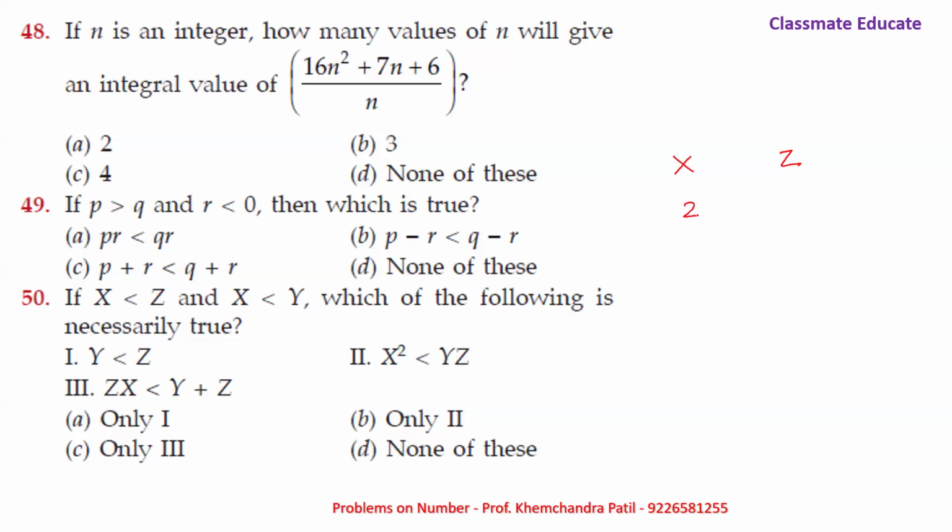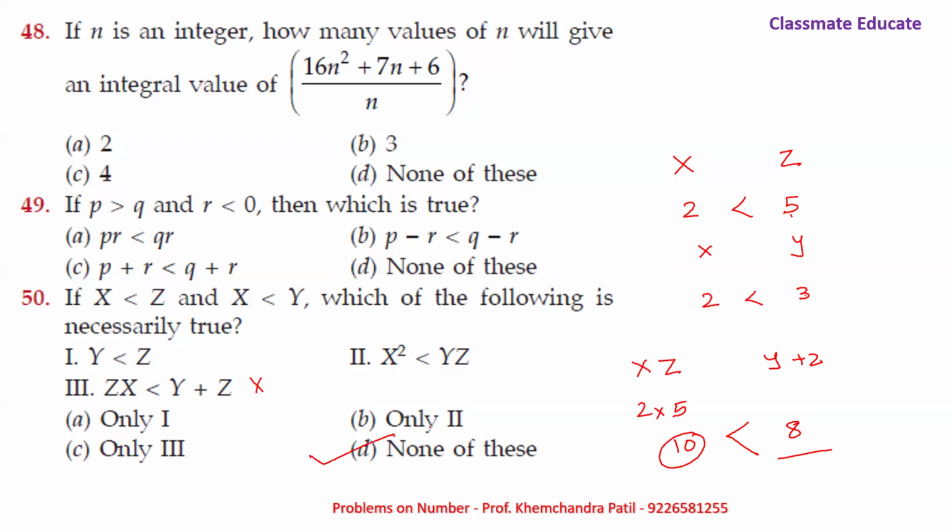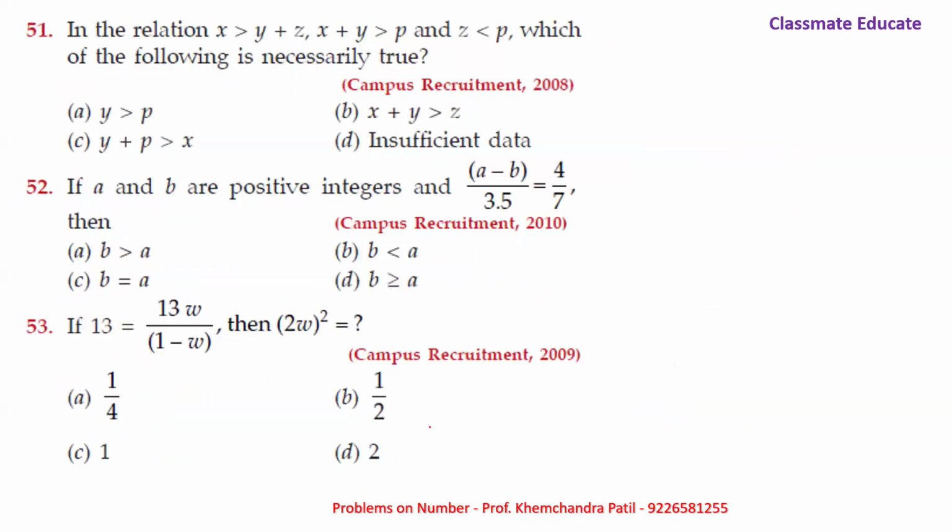XZ, suppose I took this 2, 2 is less than 5, and for XY I took here 2 is less than 3 also. Okay, so what I will get, XZ, what will I get for XZ, 2 into 5, that is 10. And Y plus Z, if I am taking Y plus Z, that is equal to 8. Now, is 10 less than 8? No, this is also not true. So your answer is none of these. So you have to check the validity of each and every statement by assuming some values. Okay. Now, let us go for these questions.